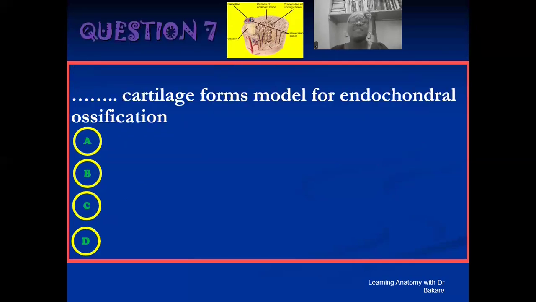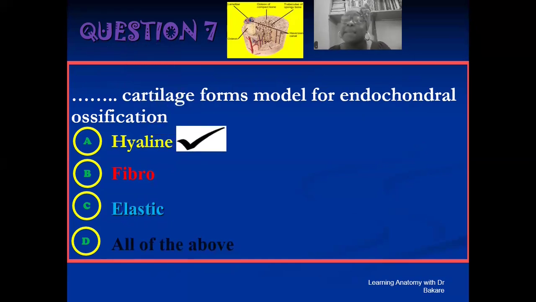So let's go to the seventh question. This reads: dash cartilage forms the model for endochondral ossification. We know that we have different types of cartilages. So which is seen to form the cartilaginous model that is needed during endochondral ossification? Is it hyaline cartilage? Is it fibrocartilage? Is it elastic cartilage? Or is it all of the above? The correct answer here is the hyaline type of cartilage.